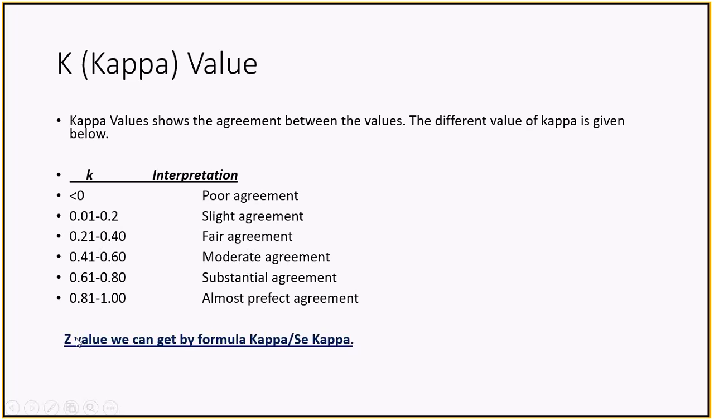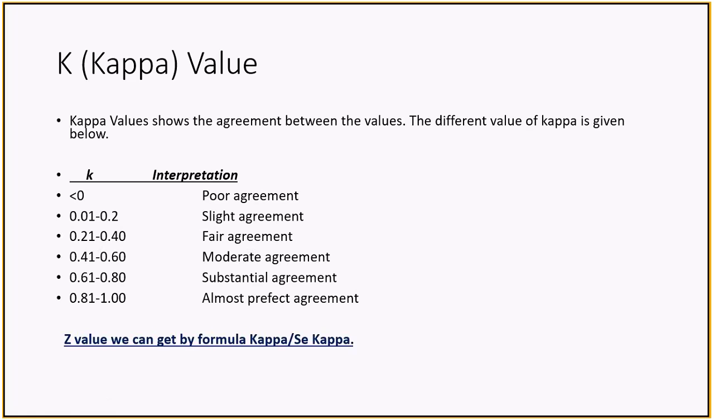Okay, and I will also show you some z value later on in the Minitab, which you can calculate very simply by kappa divided by the standard error of kappa. So you'll get standard error also in the Minitab. What is standard error? If you want to know, please go to my previous video. There is a very good video on standard error, confidence interval and all. Okay, so these values we will use.